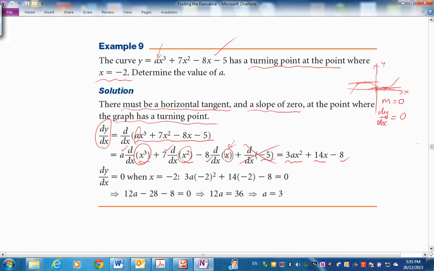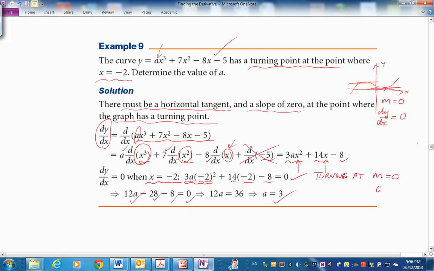So we know when x is -2, it's got a turning point. So when x is -2, let's put -2 into our derivative function to find the slope of the tangent. So it's 3a by (-2) squared plus 14 by -2, take 8, and that must be 0, because we are told that it's a turning point. And at a turning point of a function, the slope of the tangent would be 0. So let's put it equal to 0. We can backtrack now. This expression becomes 12a, take 28, take 8, must be 0, so a must be 3.